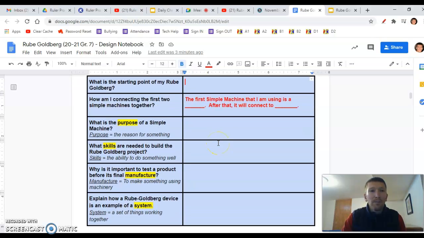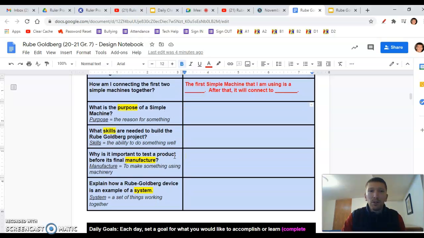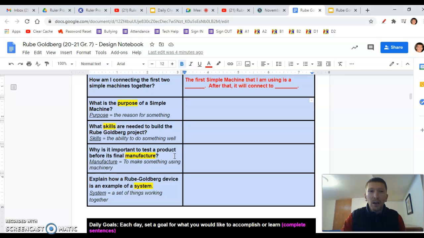Describe that in detail. What's the purpose of a simple machine? What's the reason, or what does it accomplish by having a simple machine? Type your answer in there. What skills are needed to build the Rube Goldberg project? And why is it important to test a product before its final manufacture?